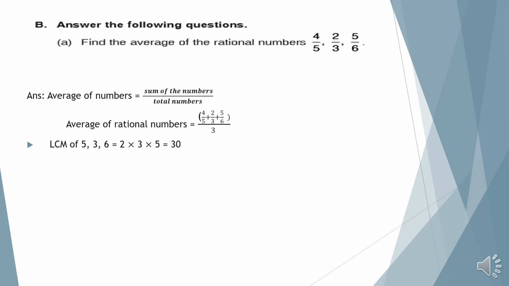For this, we have to multiply the first rational number by 6, both numerator as well as denominator, because 5 multiplied by 6 gives us 30, 4 multiplied by 6 gives us 24. Similarly, we have to convert the denominator of the next rational number, that is 2 by 3, into 30. For this, we have to multiply numerator as well as denominator by 10. Hence, 2 into 10 gives us 20, 3 into 10 gives us 30.